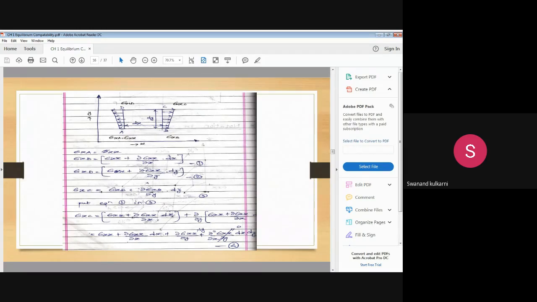Why have we taken this dou? Dou represents partial differentiation. And why are we taking partial differentiation? Because we are taking into consideration only the x direction and we are not taking into consideration the y direction, because point B is exactly in the line of the x direction of point A.